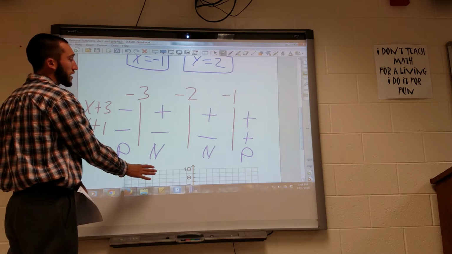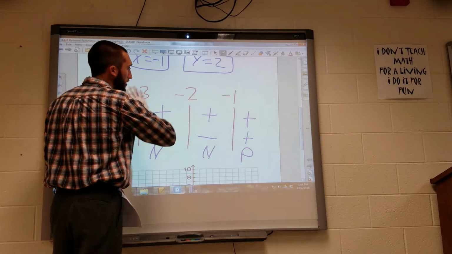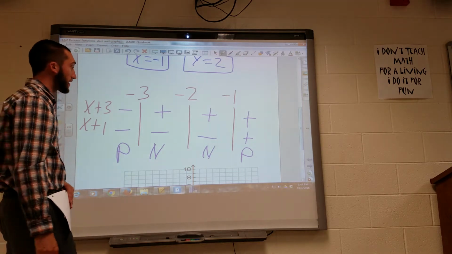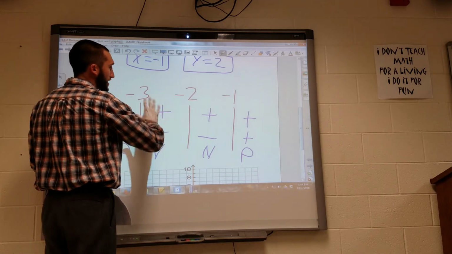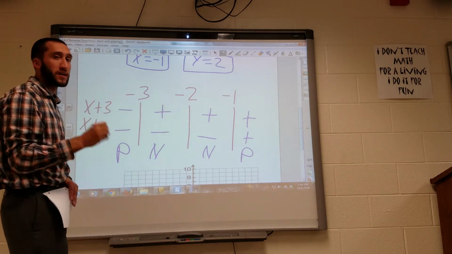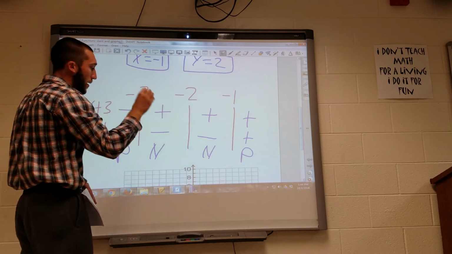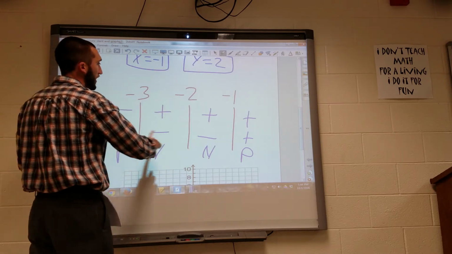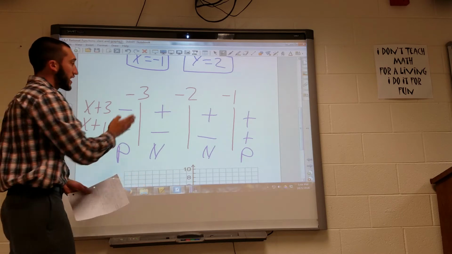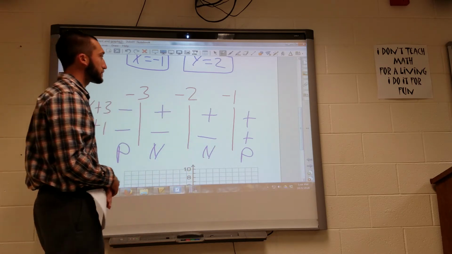So I'm going to show you the general sketch using my signs table, as they call it. When I'm using the signs table, I'm using my asymptotes and my intercepts. All that information I'm going to put on my graph, and then this will tell me how my graph looks in each of these different sections.